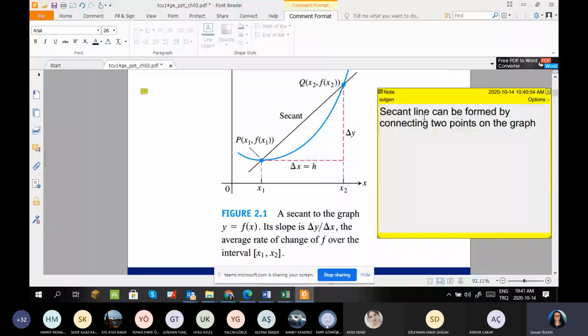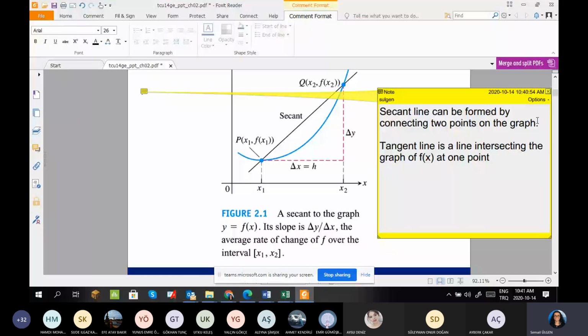A secant line can be formed by connecting 2 points on the graph. On the other hand, a tangent line, as we are going to see, is a line intersecting the graph of f of x at 1 point. That's the difference between the secant line and the tangent line. On the graph of f of x here, because we are talking about the same f of x.